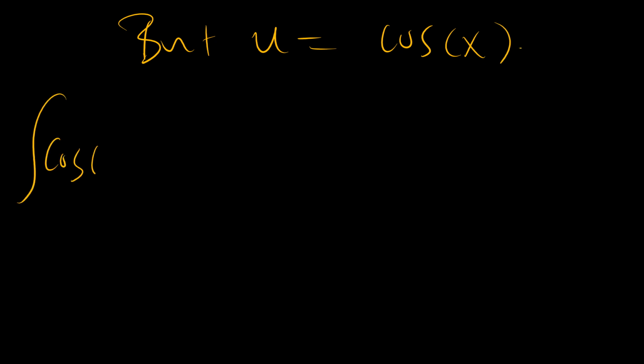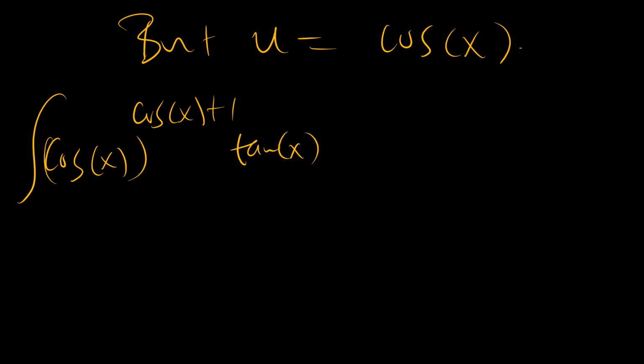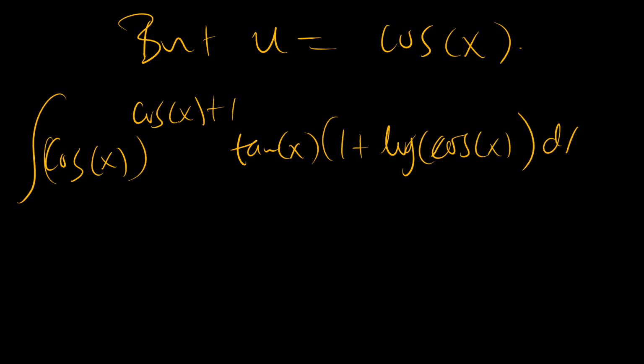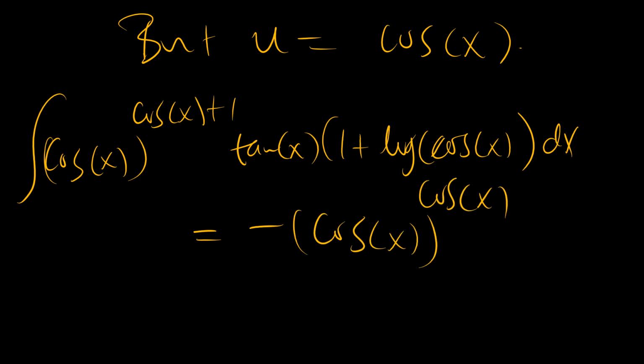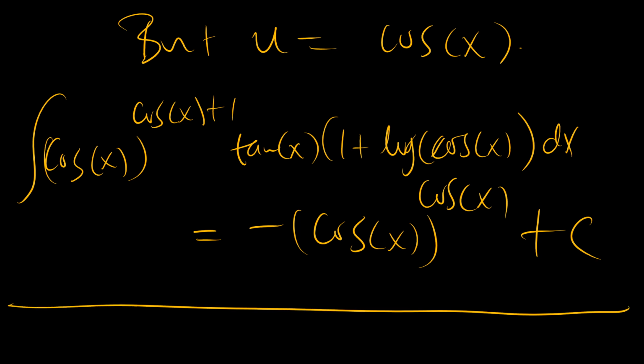But u was set to cosine x, right? So the integral of cosine of x to the power cosine of x plus 1 times the tangent of x times 1 plus the natural logarithm of cosine of x is equal to negative cosine of x to the power cosine of x plus the integration constant. And that is the answer, ladies and gentlemen.